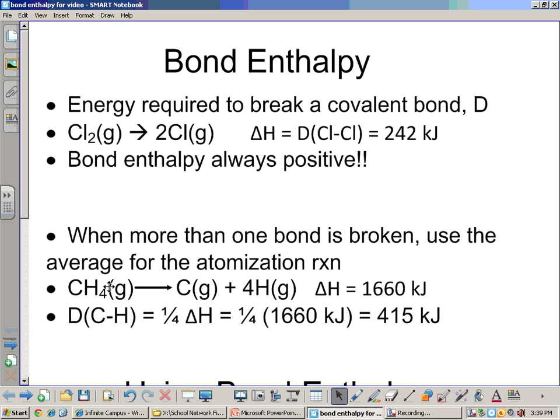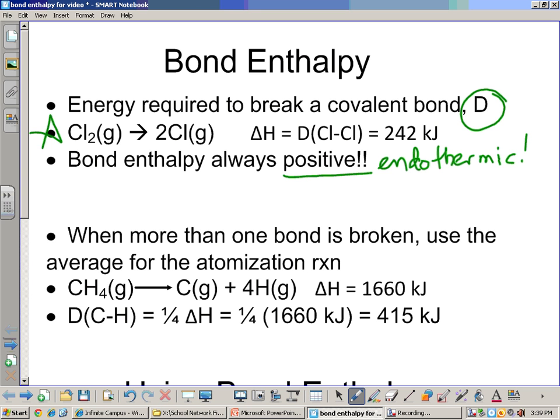Bond enthalpy, which is sometimes abbreviated as D, capital D, I know this is kind of a funny abbreviation, is the energy required to break a covalent bond. We already talked about how this is always going to be positive, meaning it's always endothermic. It will always take energy to break a bond. Always, because the whole reason that things bond is to become more stable. So if you're taking things that are stable and upsetting the balance, that's going to require some energy. You're taking stable things and making them unstable. That will require energy.